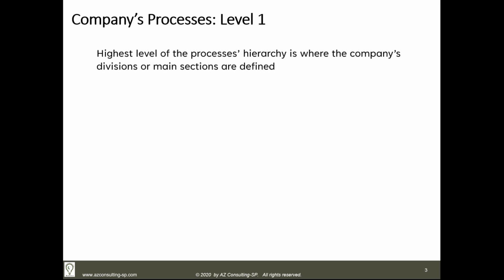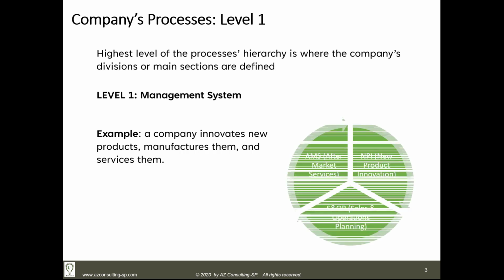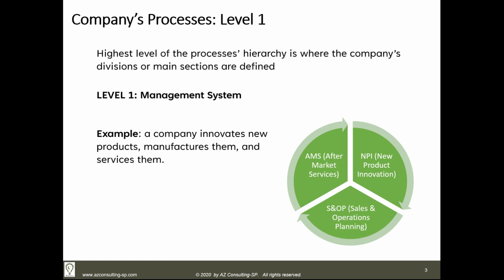Level 1 is usually the highest level of a process's hierarchy in which the company's divisions or main sections are defined. This is called the management system. An example would be a company innovates new products, manufactures them, and services them. Basically, they're going to invent, make, and sell. In addition, they're going to come out and service their products when needed.